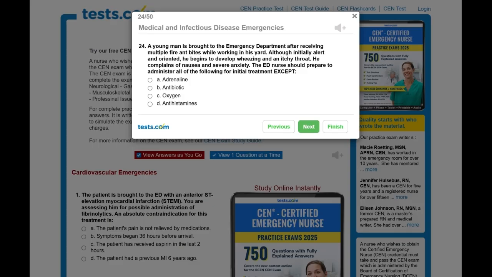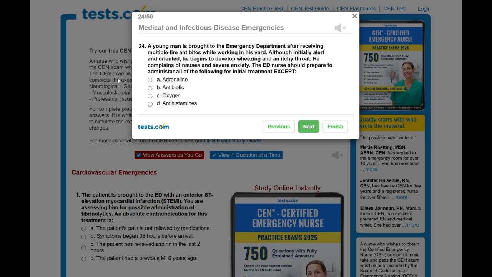Medical and infectious disease emergencies. Question 24. A young man is brought to the emergency department after receiving multiple fire ant bites while working in his yard. Although initially alert and oriented, he begins to develop wheezing and an itchy throat. He complains of nausea and severe anxiety.